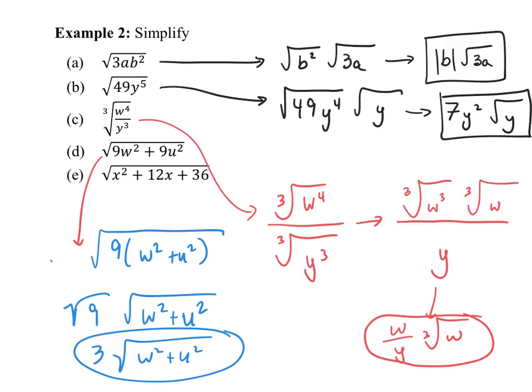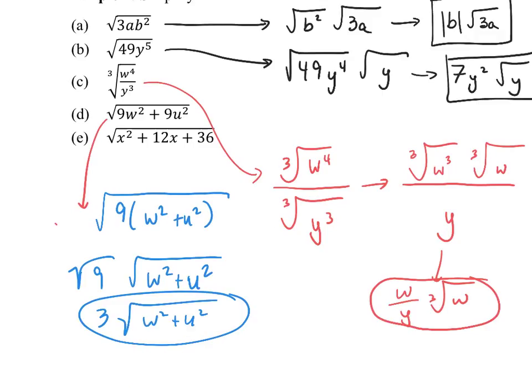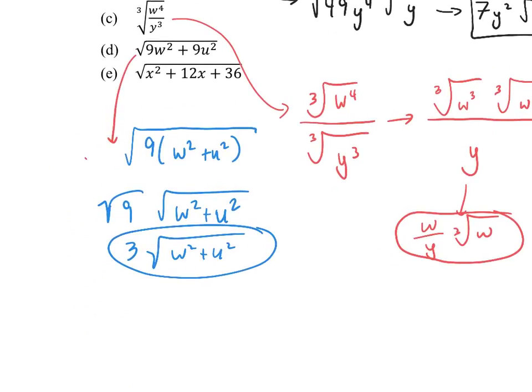Hold on. How about the last part? Who went ahead and already has it? I saw a couple of you writing ahead. Part E, what do you think we should do? And if you're stuck, think about what you would do whenever you have a trinomial. What would you do? Try to do what? Factor it. What does it factor into?